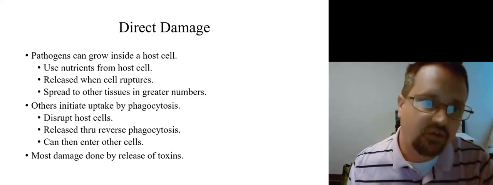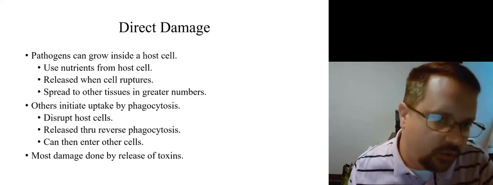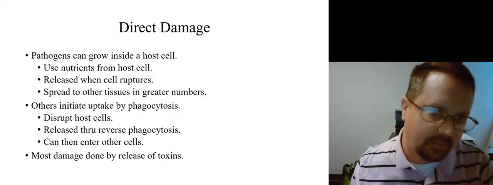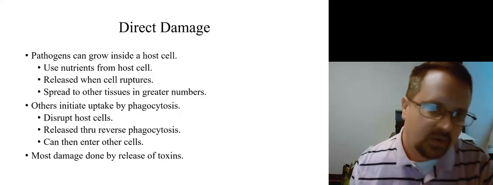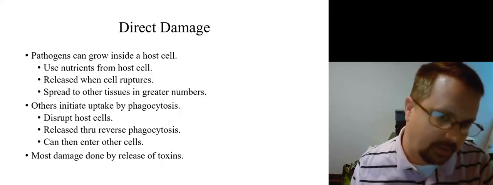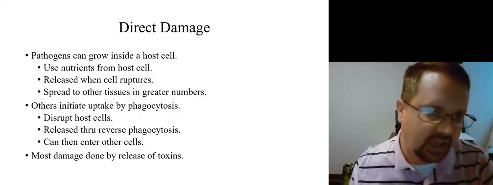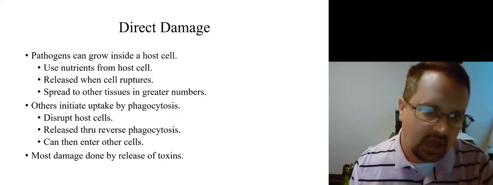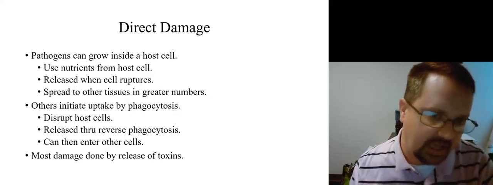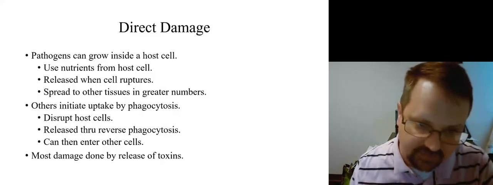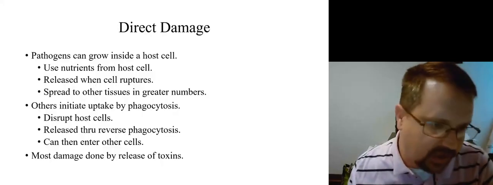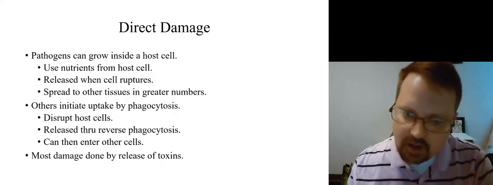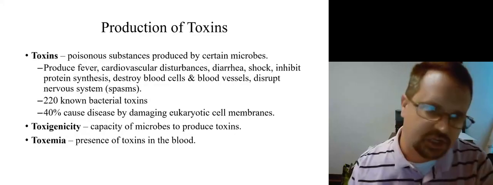Okay, we can do direct damage. We can grow outside the host cell. We can use nutrients. We can rupture the cell. We can spread to other tissues in greater numbers. Others get taken up through phagocytosis, then disrupt the host cell. They basically get released through a reverse of phagocytosis, and they can enter other cells. But most damage is done by toxins. So most of this damage is toxins, as I mentioned.